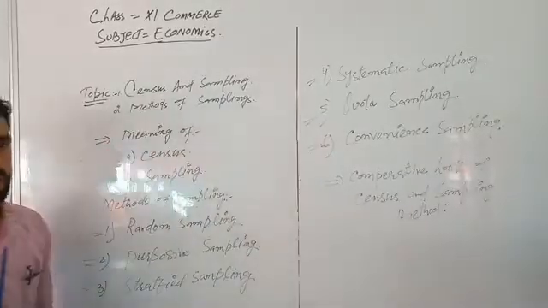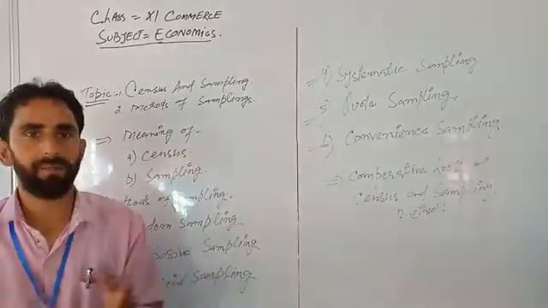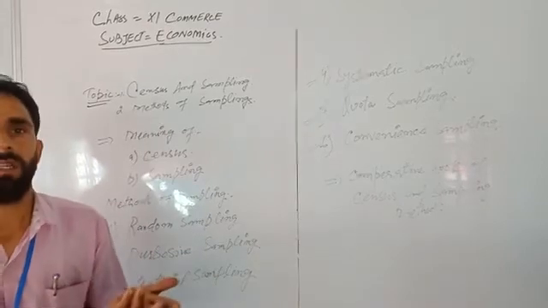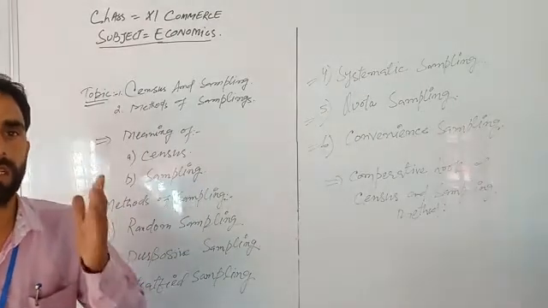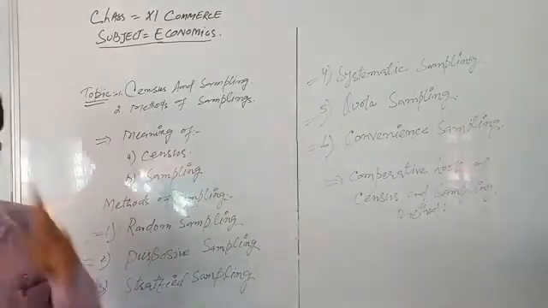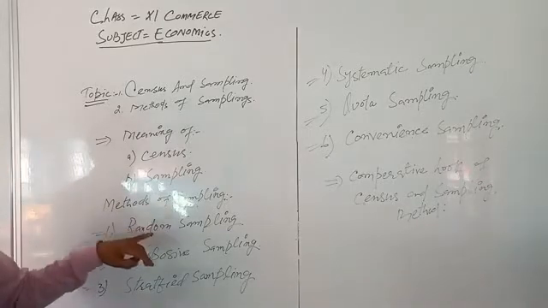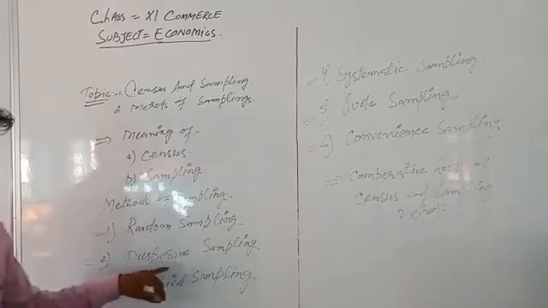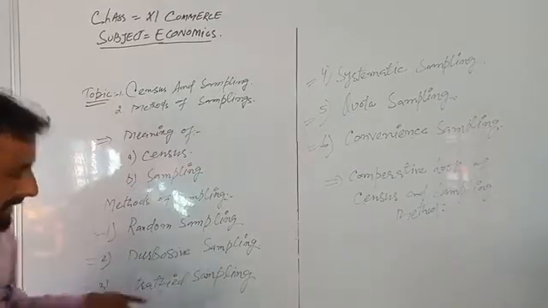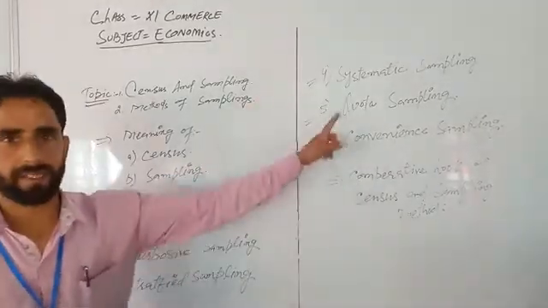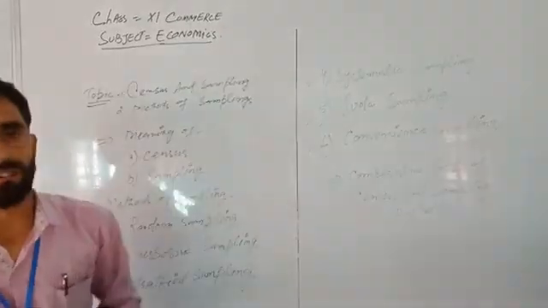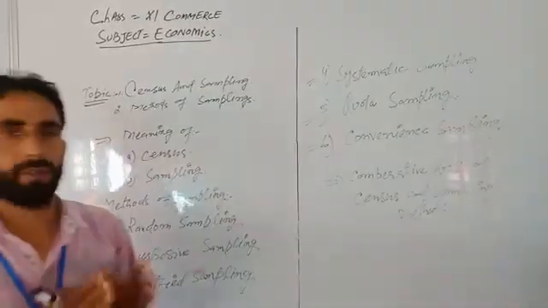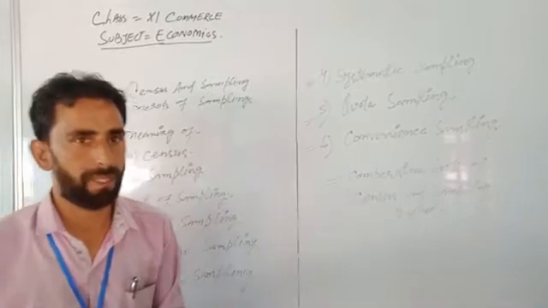Now, what are the methods of sampling? There are 6 methods which are used for getting the data in the sampling method. First one is random method, purposive method, then stratified, then systematic, then quota, and then convenience. These are the 6 methods which are used to collect the sample.